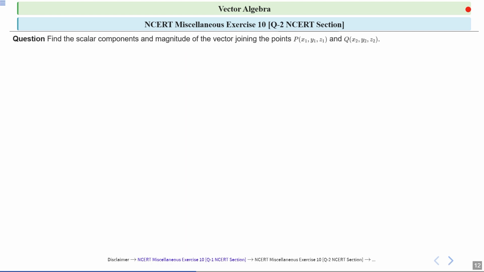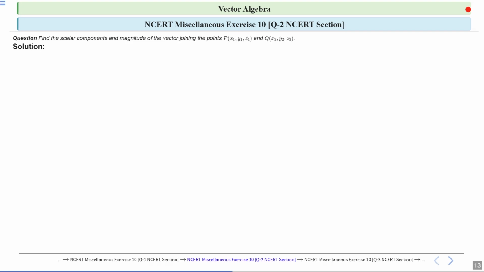NCERT miscellaneous exercise 10 question number 2, which says find the scalar components and magnitude of the vector joining the points P, which is x1, y1, z1, and Q, which is x2, y2, z2. So we have to find the scalar components and magnitude of the vector joining points P (x1, y1, z1) and Q (x2, y2, z2). Let's see how we can solve this.